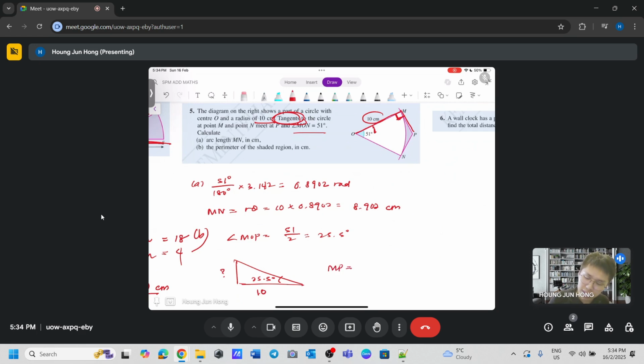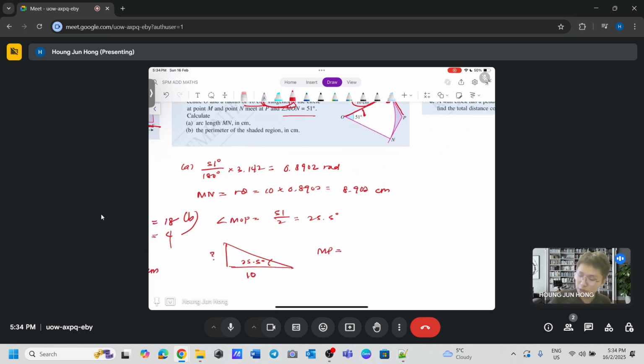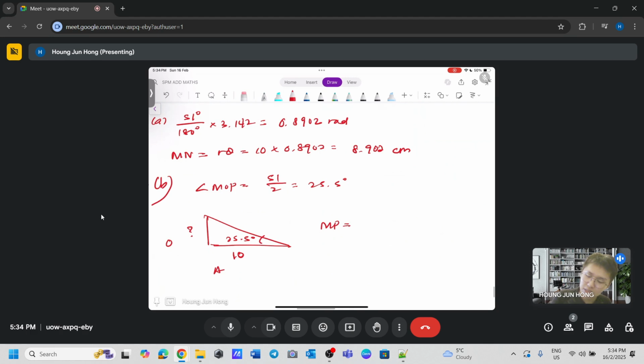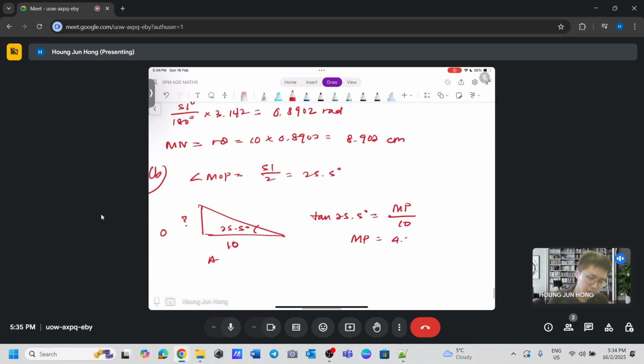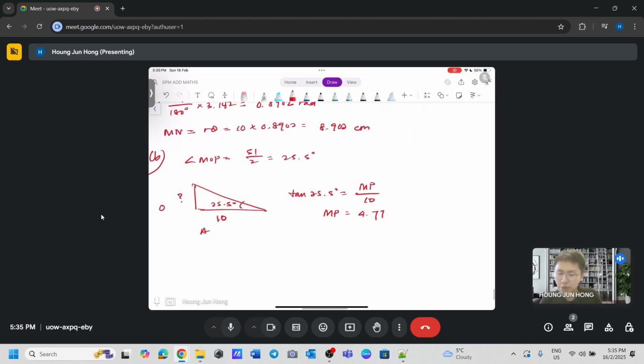Yes, it is basically, again, by the bit of simple triangle over here, opposite and adjacent. So tangent 25.5 is going to be opposite, let's just say MP, over 10. So what is MP? 10 times tangent 25.5, which is 4.7477. Then just put everything together.